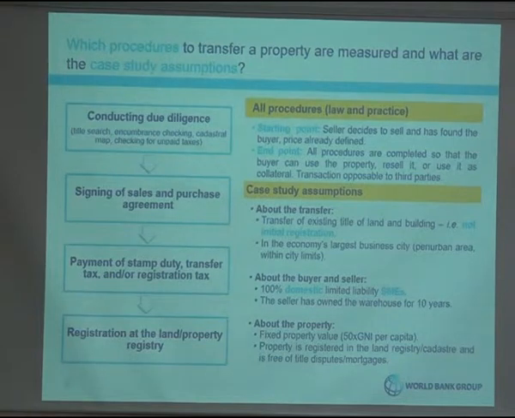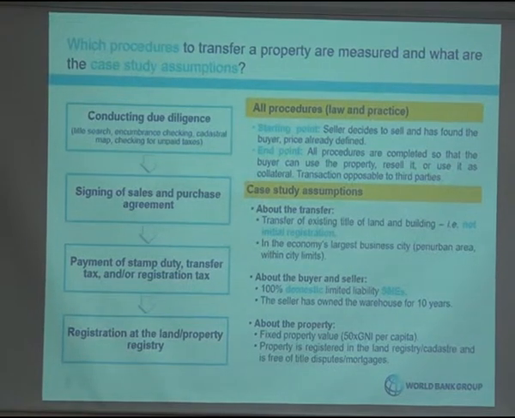We consider the commercial warehouse to being in the economy's largest business city, and to be exact in the peri-urban area, but still within city limits. We assume that both companies, the buyers and the sellers, are 100% domestically owned and they're limited liability companies. We assume the seller has owned the warehouse for 10 years. And the value of the warehouse is fixed as 50% of GNI per capita. We assume that the property is free of titles and there is no mortgages on it.